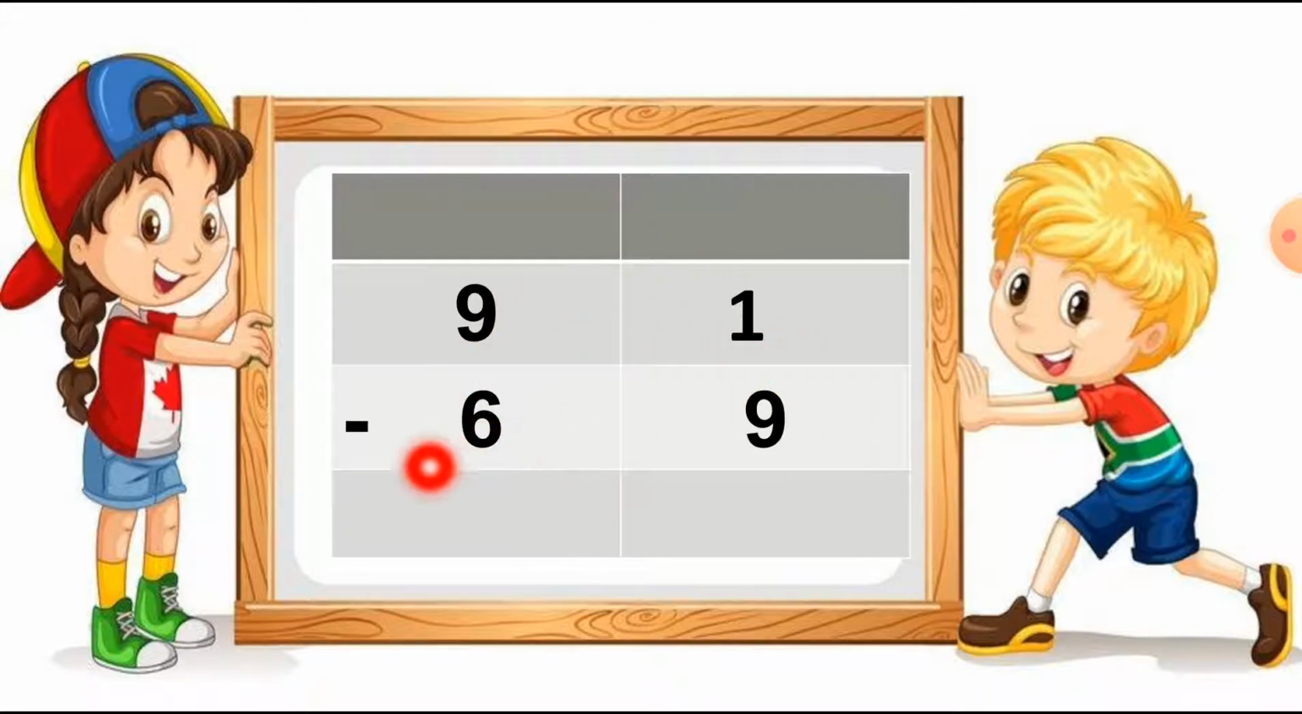Next one, 91 minus 69. So 1 is a small number and 9 is a big number. So we can't take away 9 from the 1.